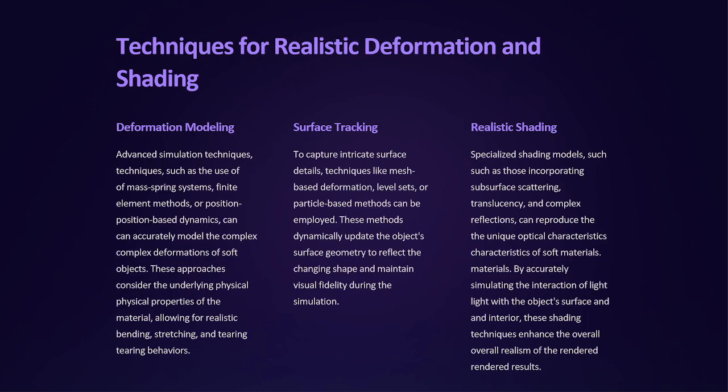Let's see the techniques for realistic deformation and shading. The first technique is deformation modeling. Advanced simulation techniques such as the use of mass spring systems, finite element method, or position-based dynamics can accurately model the complex deformations of soft objects. This approach considers the underlying physical properties of the material, allowing for realistic bending, stretching, and tearing behaviors.